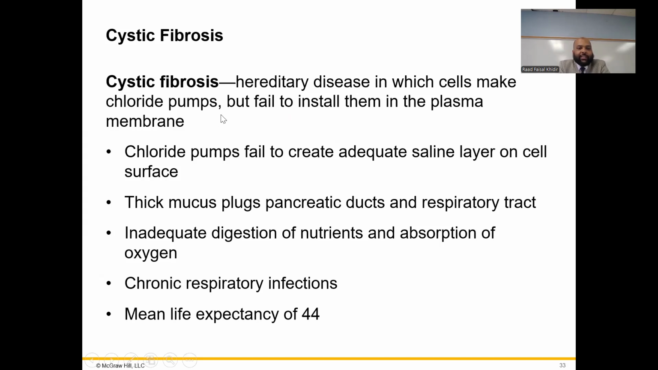So there will be an excessive generation of thick mucus due to the failure to create an adequate saline layer on the cell surface. This thick mucus plugs the pancreatic ducts and the respiratory tract, and there's inadequate digestion of nutrients and absorption of oxygen. So there are chronic respiratory infections caused by cystic fibrosis and excessive mucus on the surface of the respiratory tracts. The mean life expectancy, unfortunately, for patients with cystic fibrosis is 44 years old.